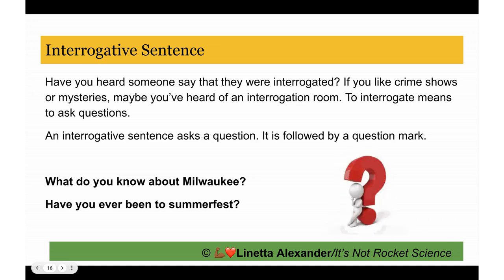Next is an interrogative sentence. Have you heard someone say that they were interrogated? If you like crime shows or mysteries, maybe you've heard of an interrogation room. To interrogate means to ask questions. An interrogative sentence asks a question and it's followed by a question mark. For example, what do you know about Milwaukee? Have you ever been to Summerfest? Interrogative sentences.